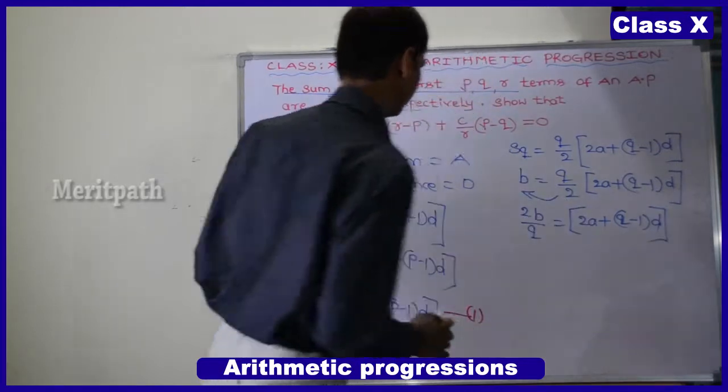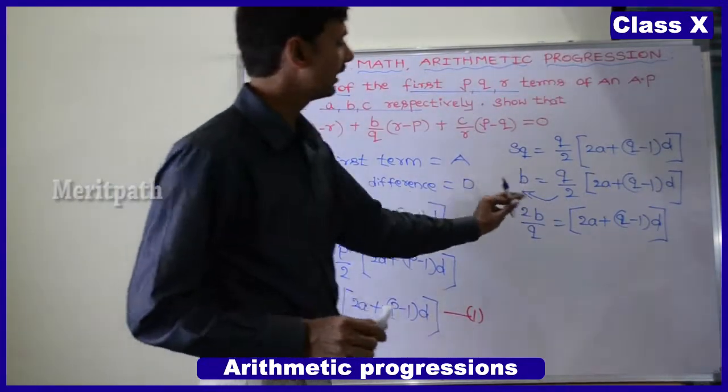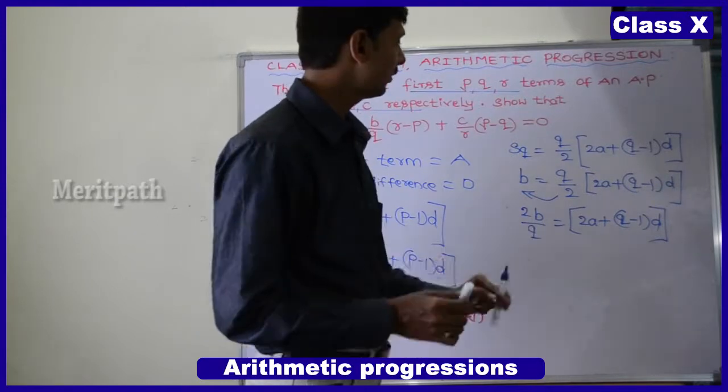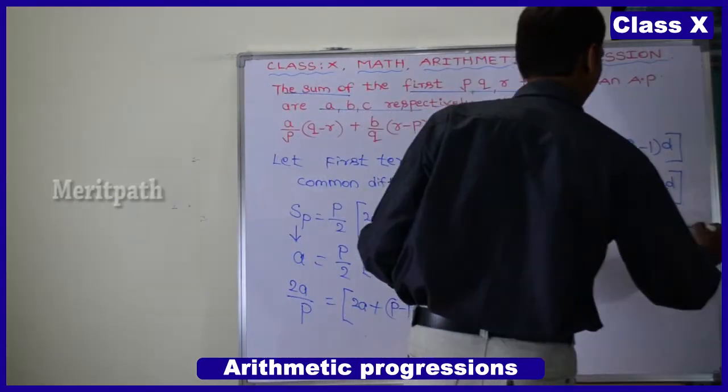This is the second equation. After transposition of this q by 2, it becomes 2b by q. So this is the second equation.